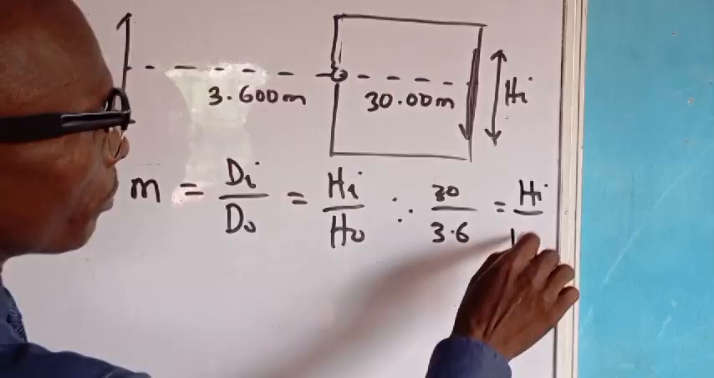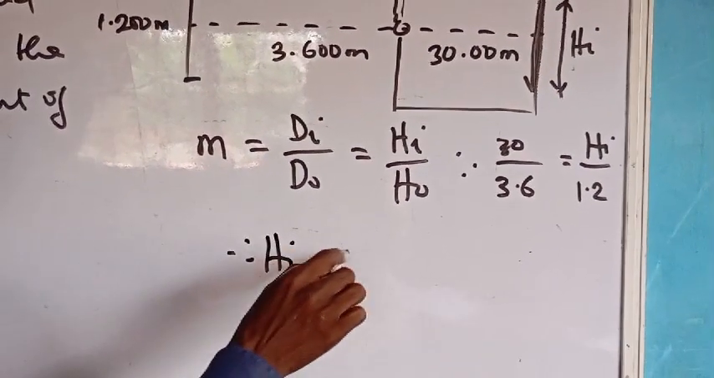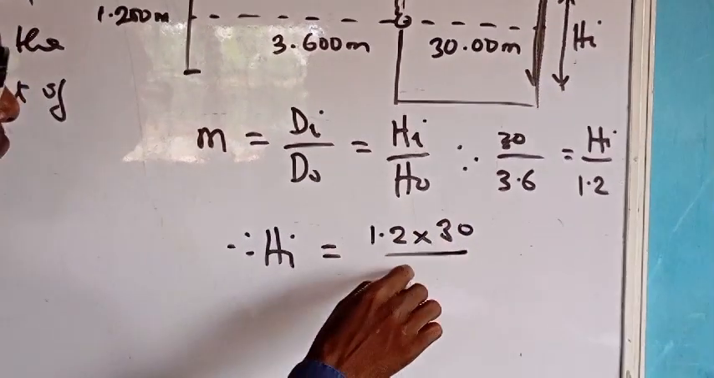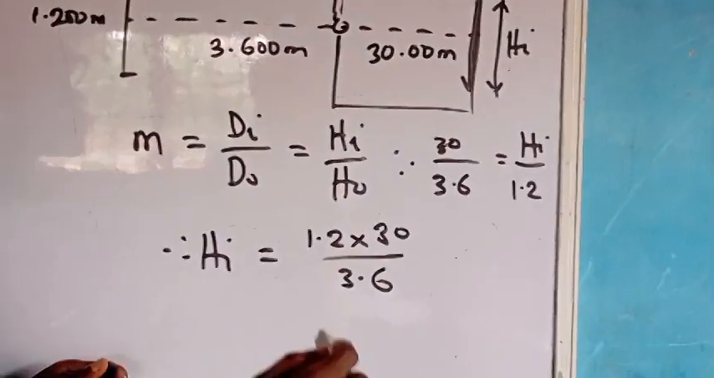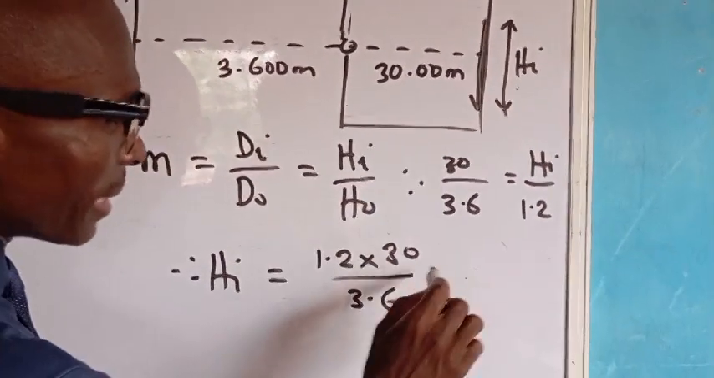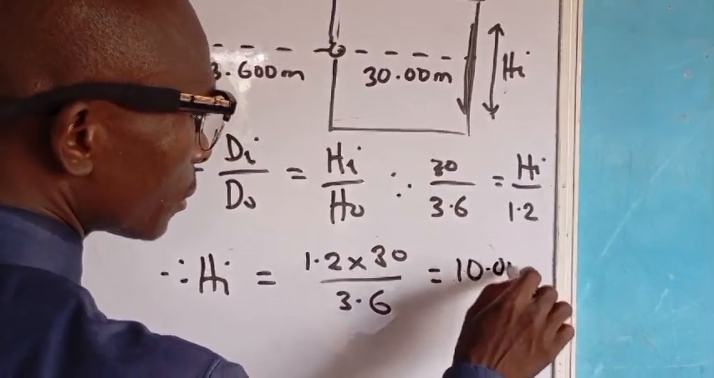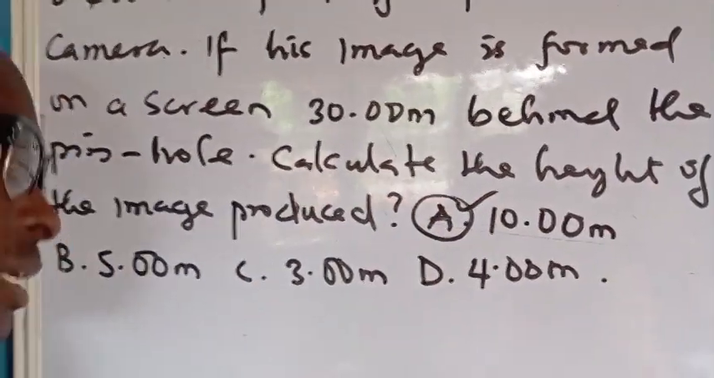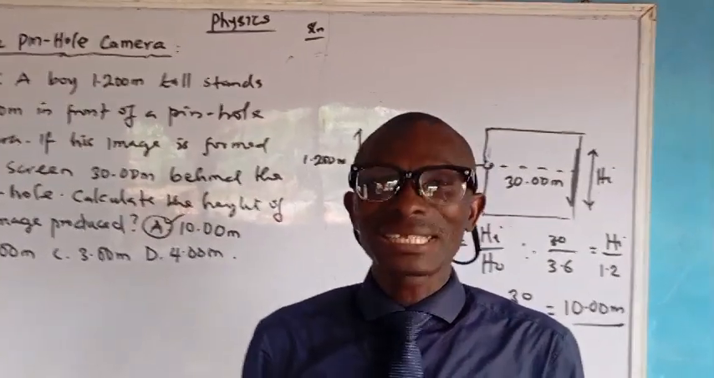Object height is 1.2. So in other words, we now say therefore, this becomes 1.2 times 30 divided by 3.6. We have it like this. Now, this times this divided by this, everything gives you 10.00 meter. So if you look at the options there, the correct option here is A.